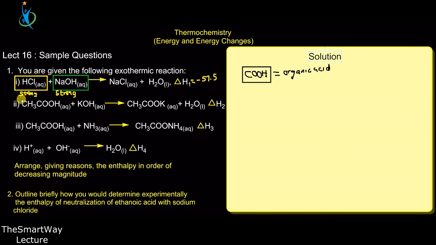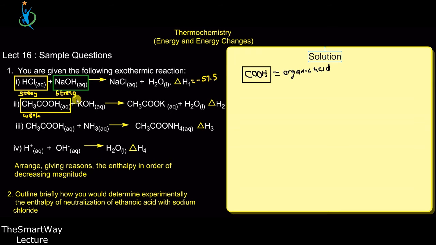So quickly you can see from here that we have ethanoic acid, which is a weak organic acid. So this is weak, this is weak, this is weak. Very good. And then let's go here. The other one, you have this one is a strong base. This is a strong base.